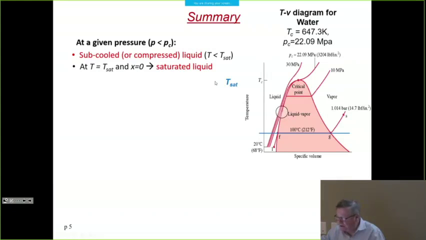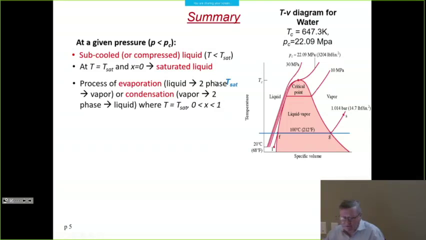At saturation, you're going to have a saturated liquid. So it's a liquid that has a tendency to start boiling at the pressure at which you are, but isn't quite developing bubbles yet, because the pressure in the bubbles doesn't balance the pressure of the air above it.